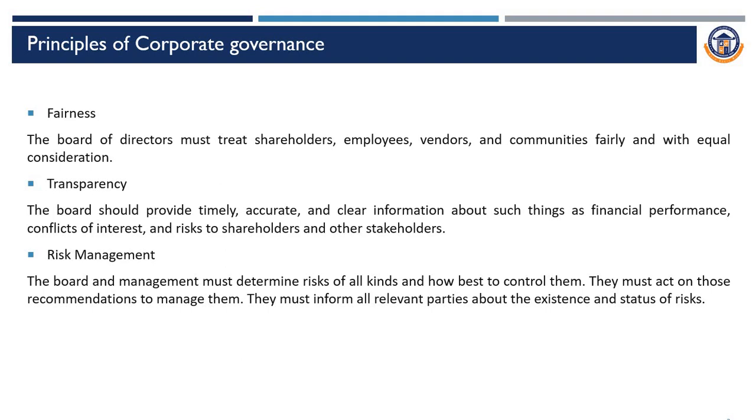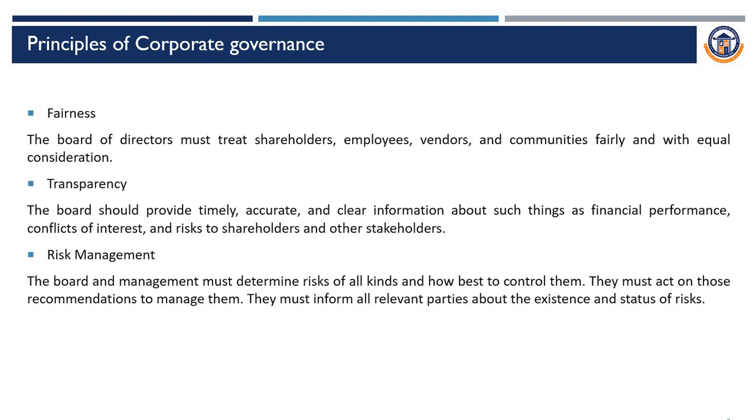So there are some principles of corporate governance. The first one is fairness. The board of directors must treat shareholders, employees, vendors, and communities fairly and with equal consideration. That is called fairness in corporate governance. And transparency. Good transparency has to be maintained by the board and it should provide timely, accurate, and clear information about such things as financial information, conflict of interest, and risk to shareholders and other stakeholders should be very transparent in a common medium.